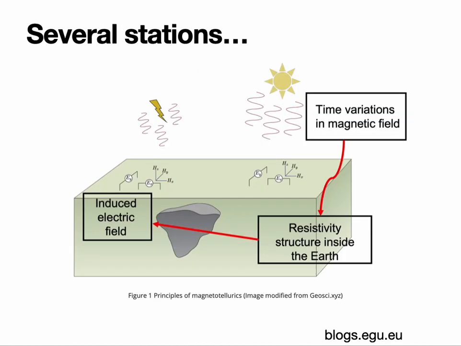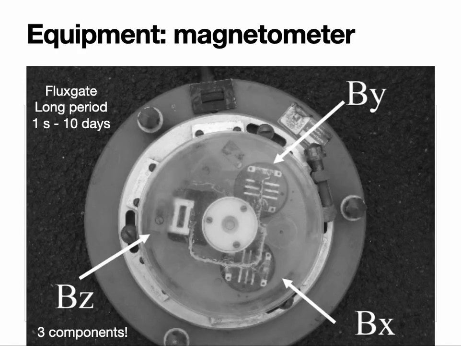And then one can form a network also of magnetotelluric stations. So this is just an example of 2 stations at 2 different places on the Earth's surface. You see different sources of electromagnetic wave, lightning and sun. So there are time variations in the magnetic field, and this will allow us to measure the resistivity structure inside the Earth at different locations. Here's an example of a magnetometer.